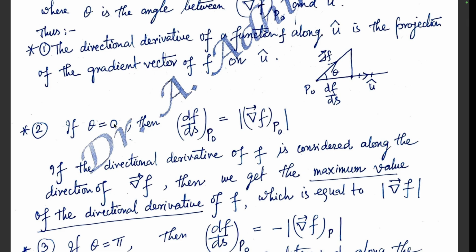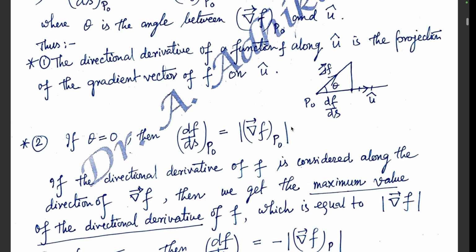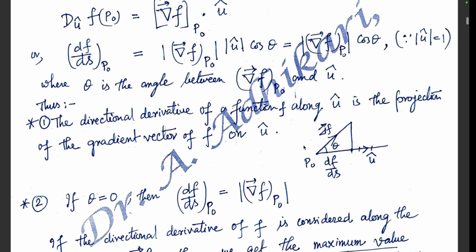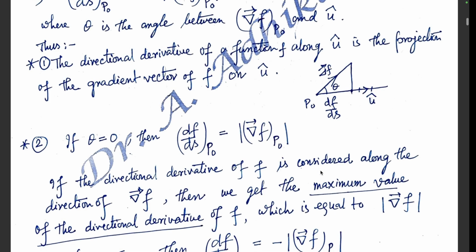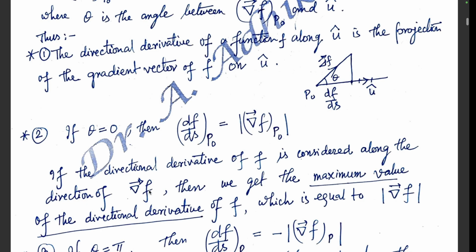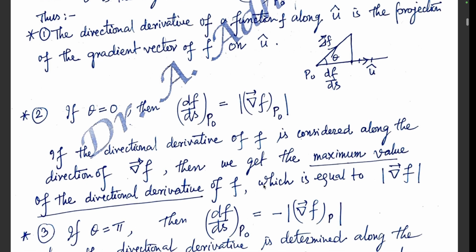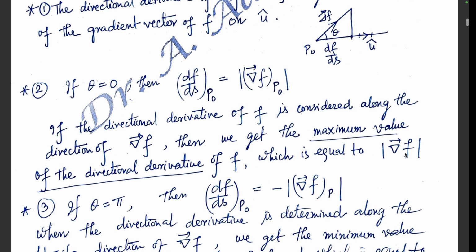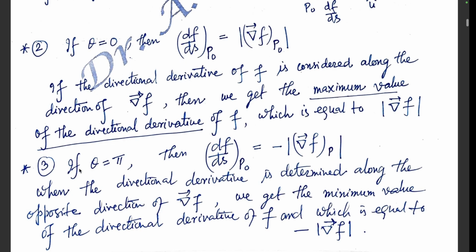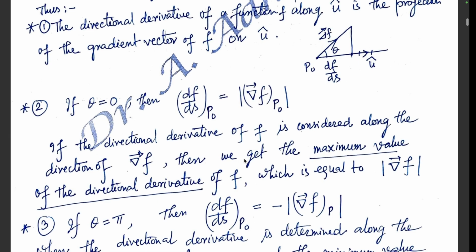Remark 2: if theta equal to 0, then df ds, that is the directional derivative at the point p0, is the modulus of grad f at p0, since cos 0 equal to 1. So when the directional derivative of f is considered along the direction of grad f, we get the maximum value of the directional derivative of f, which is equal to the modulus of grad f at that point.